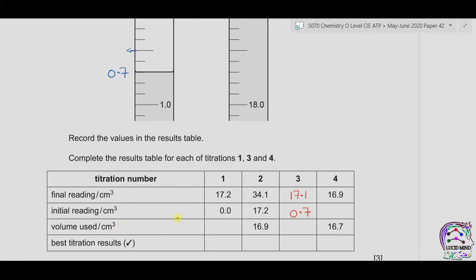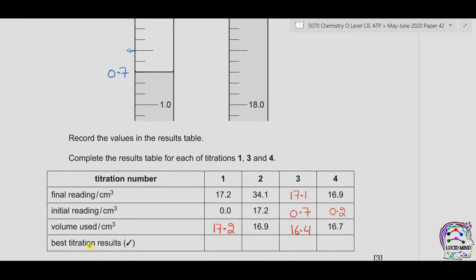Now we can find the volume used. 17.2 is the final reading and initial reading was 0.0, so we can subtract both of these and the reading is 17.2. Similarly we can subtract these two to take this reading, and we can subtract these two to take 16.4. Then 16.9 is the final reading and volume used is 16.7, so then initial reading must be 0.2. This can be obtained by subtracting these two values.